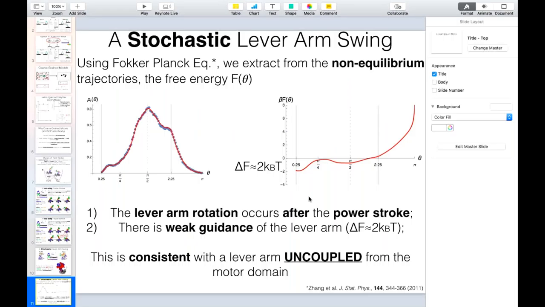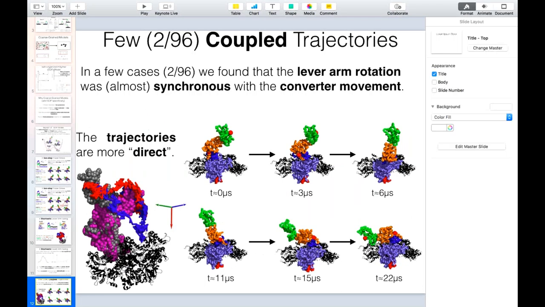Collecting that information, you can extract the probability of being at a certain angle for the lever arm with respect to actin, and extract an equivalent free energy. This free energy is pretty small. The transition is a couple of kBT, and so this body of evidence suggests that the lever arm is indeed uncoupled from the motor domain. And with uncoupled in this case, I mean specifically that the converter swings before the lever arm, and only afterwards the lever arm recouples. I think I'm rapidly running out of time, so I will not describe this.